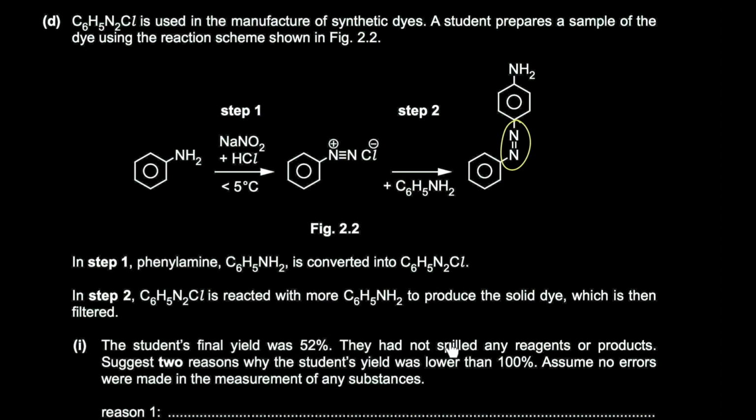The student's final yield was 52%. They had not spilled any reagents or products. Suggest 2 reasons why the student's yield was lower than 100%. Assume no errors were made in the measurement of any substances. So first the student made the benzene diazonium chloride from phenylamine, and then converted it to an azo dye by reacting it with phenylamine to obtain the final product, which is the solid dye.